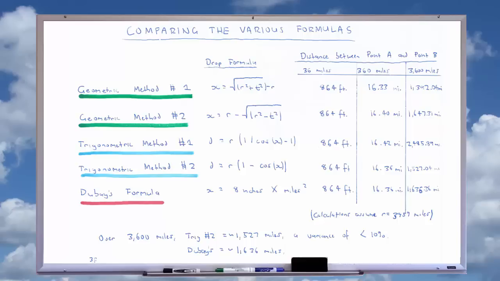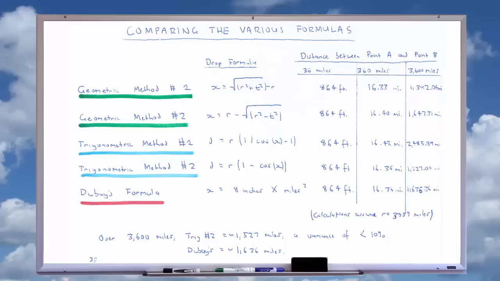So it can be seen that Dubé's formula does indeed hold true and can be used to determine the drop of the Earth from the tangent to the Earth of the observer, at least over the relatively small distances for which it is commonly used, such as across lakes and bays. What happens if we use all 4 equations so far described, the 2 geometric and the 2 trigonometric, to calculate the drop over a larger distance, say 360 miles?